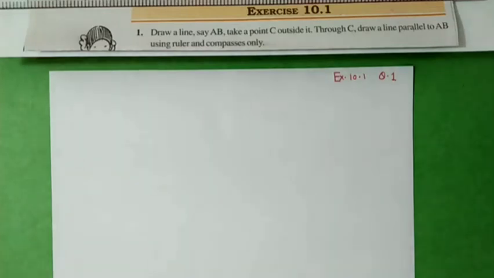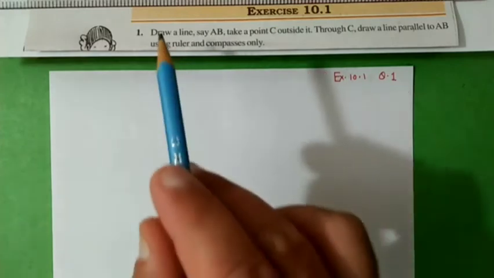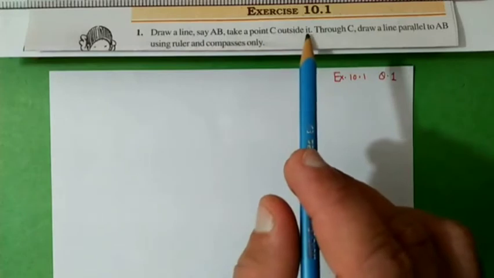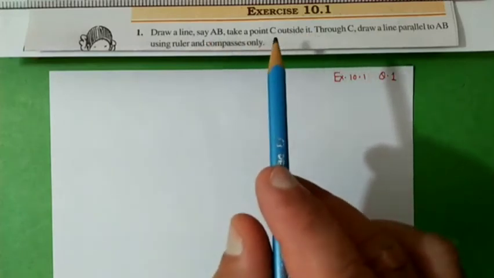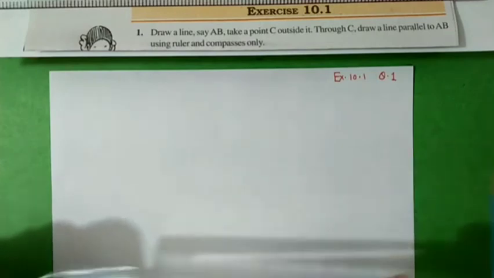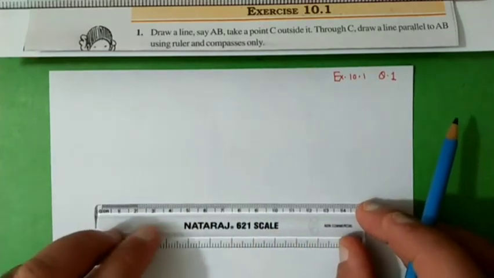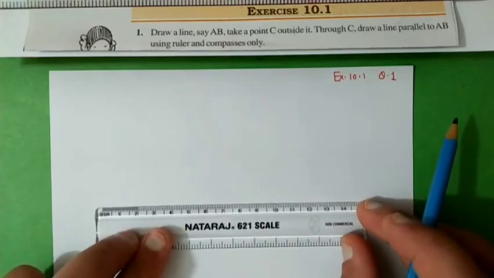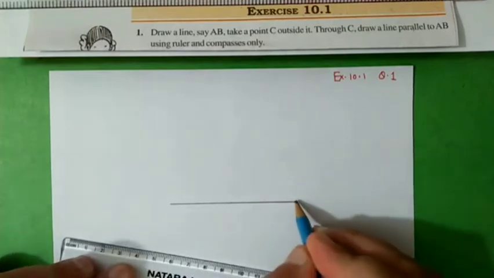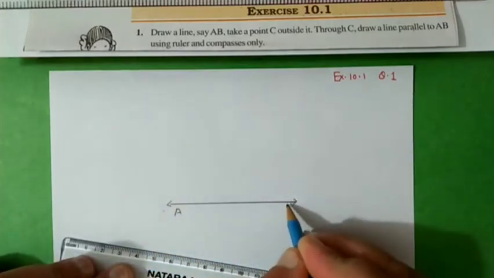Now we will start to solve exercise 10.1. Question number 1. Draw a line, say AB, take a point C outside it. So students, we have to draw a line AB and we have to take a point C outside. So with the help of ruler and pencil, here we will draw a line AB like this. Okay, and now we will name this line.